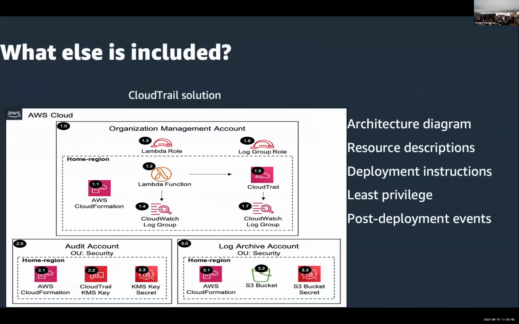And this is an example of what's included in the repo. For every solution, that's what you would be seeing. Some sort of an architecture diagram telling you exactly how we are trying to implement this solution, giving you a resource description for every single resource used as part of this architecture and why it's there. And together with that, the deployment instructions that you need to follow in order to eventually implement the solution. And of course, it follows least privilege. So when it comes to IAM roles and policies being used as part of the solutions, we are following the least privilege approach.